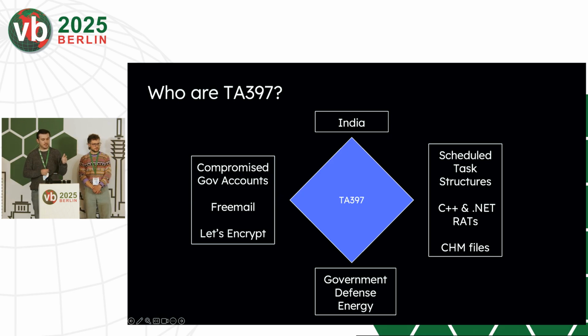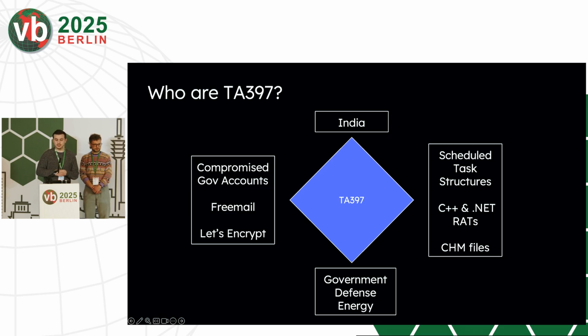So when you hear us talk about TA397, like I said, or BITR, they're the same thing. At a high level, this is how Proofpoint views TA397 activity. Capability-wise, on the right, we see delivery of payloads that set up a specific structure of scheduled tasks with a huge preference for CHM files or compiled HTML files as a means to deliver those scheduled tasks, and primarily the usage of C++ or .NET RATs.